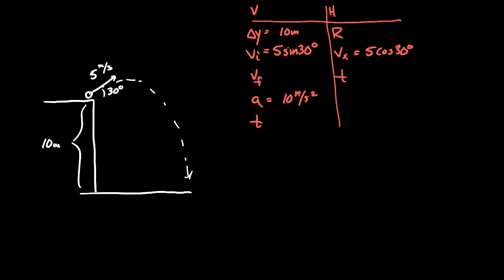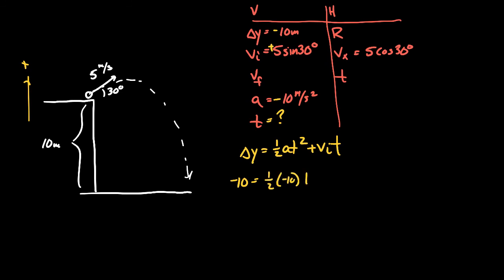The problem still resorts to getting how long it's in the air. If I choose upwards to be positive, then this will be negative and this will be positive. The hard part, and this is going to be negative, is when I use my relationship to figure out the time, I'm going to have a quadratic. I'm going to have negative 10 equals 1/2 times negative 10 t squared plus 2.5 times t. No matter what I do, I have a quadratic. There's no easy way around it.